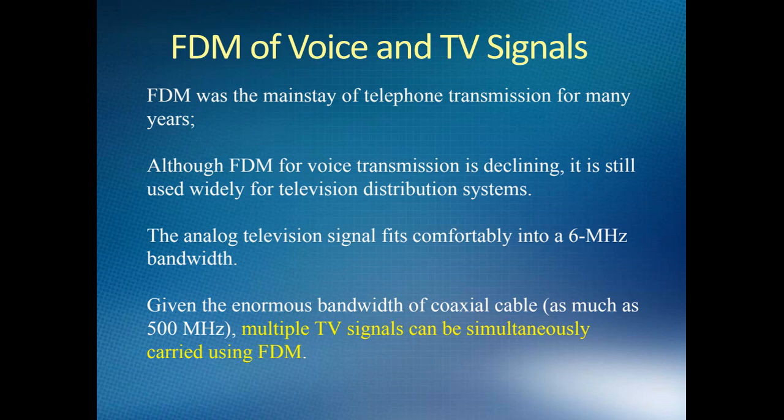The analog television signal fits comfortably in a 6 MHz bandwidth. We already talked about this in the first chapter. Okay, television is 6 MHz. Given the enormous bandwidth of coaxial cable, coax, do you know the coax cable? Not Cat 5, the coax, like in the old days, there is a penny. Have you seen the coax cable? Because it has like 500 megahertz bandwidth, you can put multiple TV channels or signals using FDM.